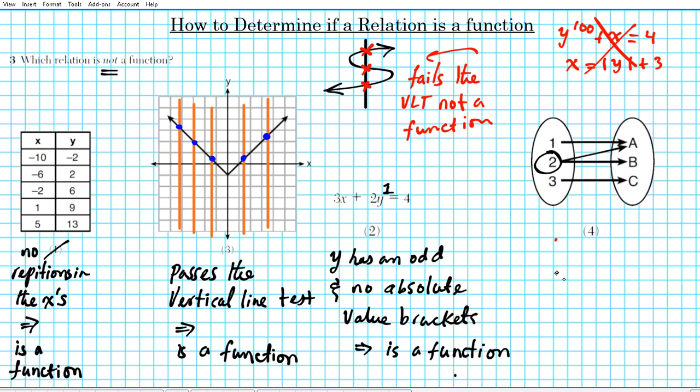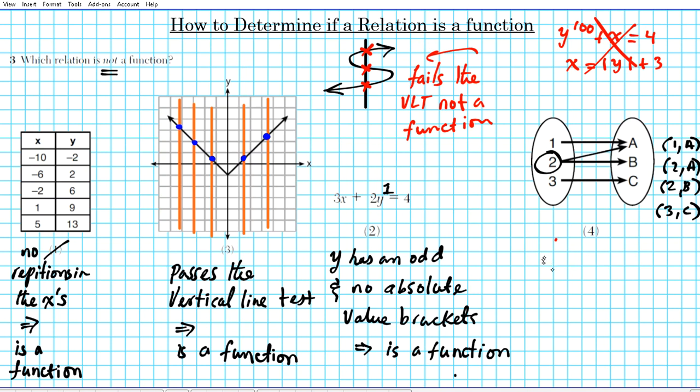not a function. Alright, another way to approach this is just to use your mappings, convert it to ordered pairs. Okay, so here we have 1 goes to A, and then 2 goes to A, and then 2 again goes to B, and then 3 goes to C. So if you look at your ordered pairs here, you see that we have a repetition in the x's, and that's a violation of a condition to be a function.